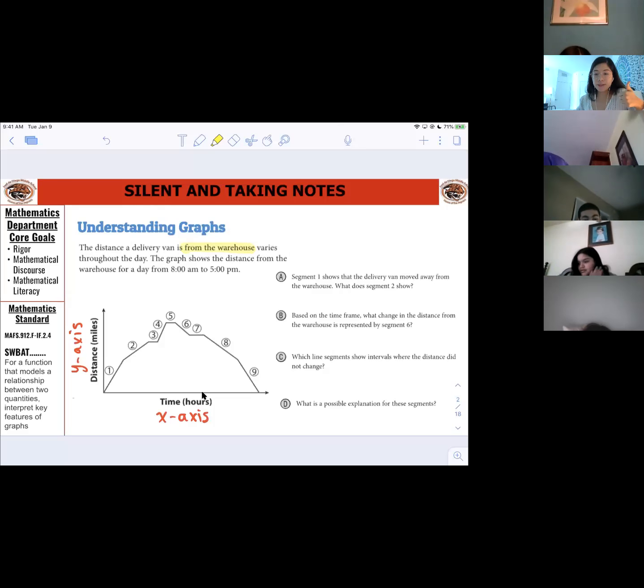Okay, so it's making some stops, and you can see it goes up and it comes back down. So it goes away from the warehouse, and then what happens? It comes back, exactly. So it goes away, it makes some stops, and then it comes back. So let's go ahead and answer these questions now. For letter A, can I have a volunteer? There's going to be 4 questions, so starting with one volunteer for question A.